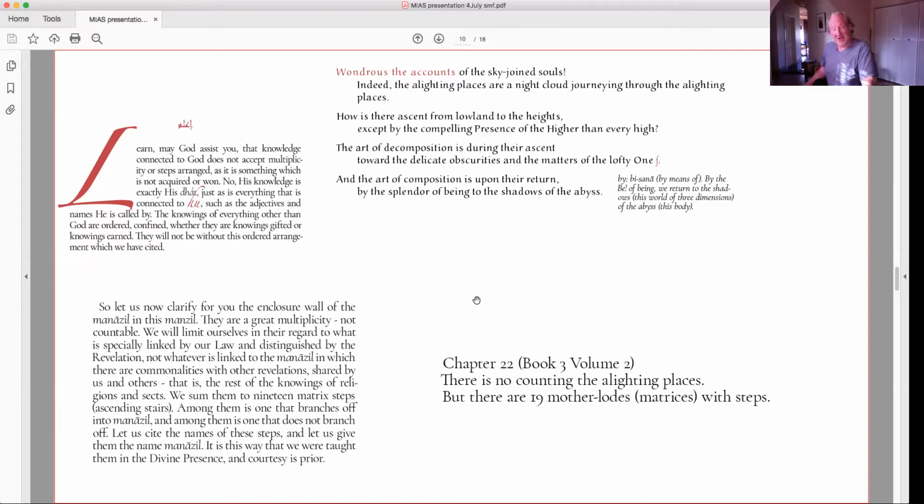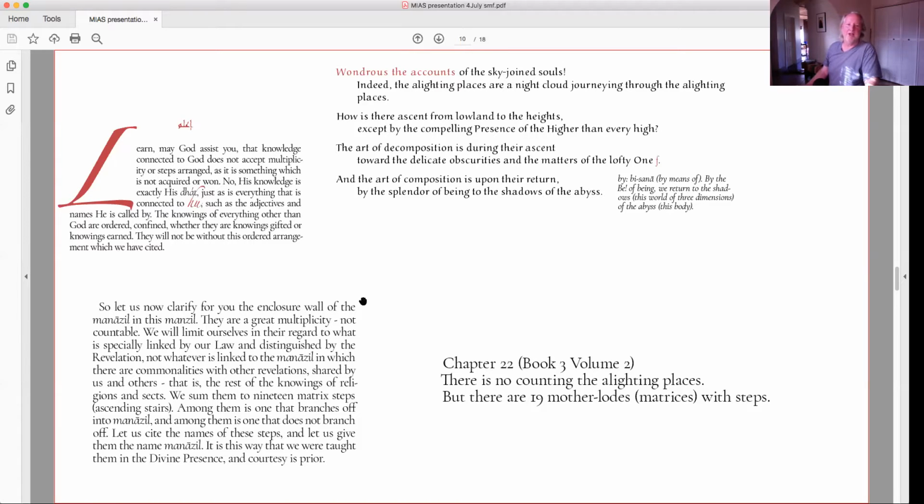So although we're talking about 19 places that we halt or alight in and experience, there is no counting the alighting places in the end. But there are 19 matrices or mother loads that he looks at. And Ibn Arabi will often do this. He'll say that I can't tell you everything about these things because 10,000 pages is not enough. So I'll tell you the ummahat. I'll give you the mother loads so that then you can take these mother loads and begin to explore and verify for yourself.